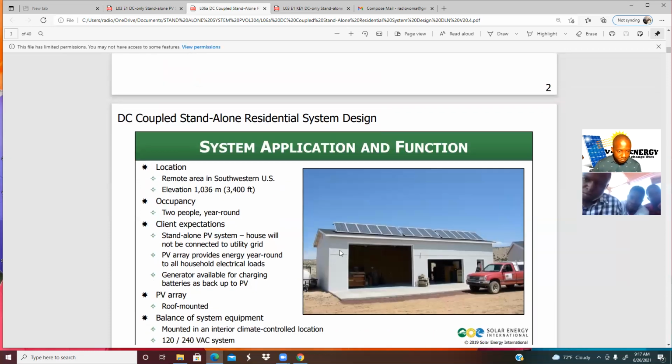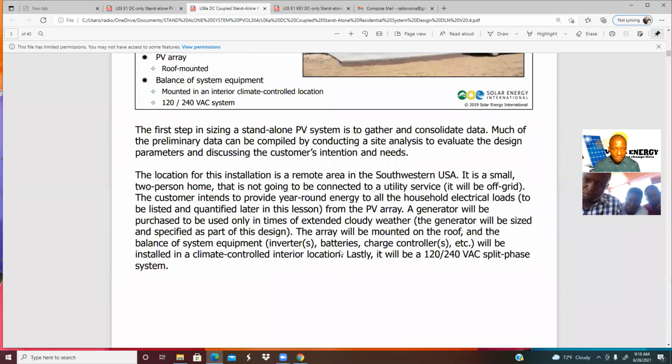All right, great. Now, the first step in sizing a standalone PV system is to gather the consolidated data. Much of the preliminary data can be compiled by conducting a site analysis to evaluate the design parameters and discussing the customer's intentions and needs. Now, in Liberia, a lot of the people will tell you, oh, it's just 3 bedroom, or I just get it.